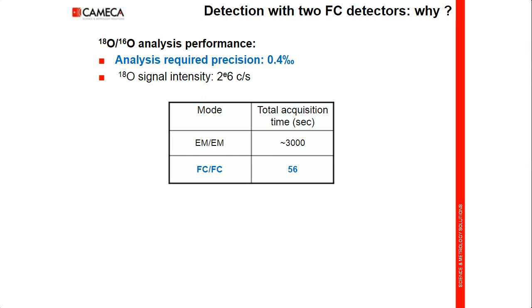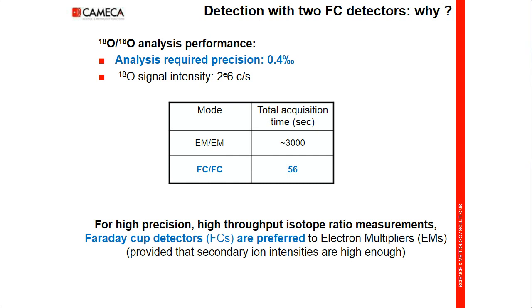Therefore, for high precision, high throughput isotope ratio measurement, Faraday cup detectors are preferred to electromultipliers, provided that secondary ion intensities are high enough.